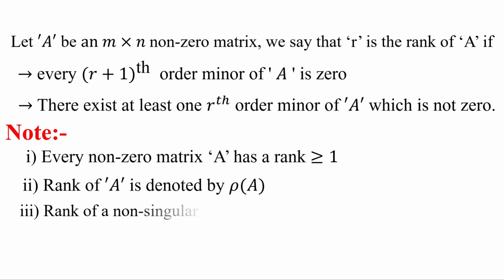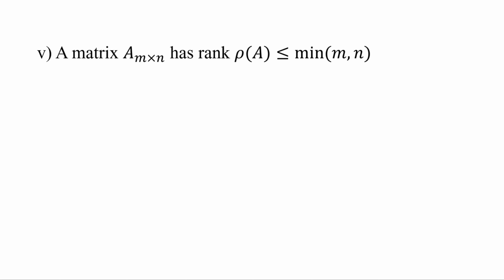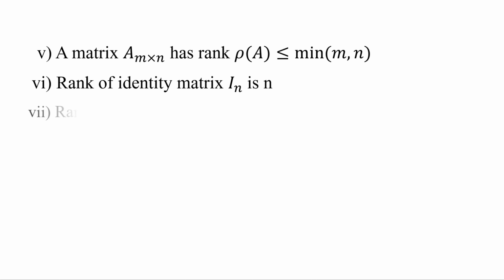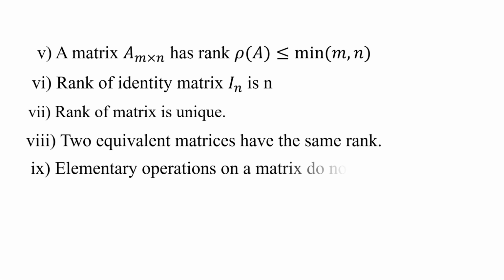Rank of a non-singular square matrix is the order of the matrix. Rank of a matrix and its transpose will be equal. A matrix of order M cross N will have rank which is at most the minimum of M and N. Rank of an identity matrix will be equal to the order of the identity matrix. Rank of a matrix is unique. Two equivalent matrices have the same rank. Elementary operations on a matrix do not change its rank.